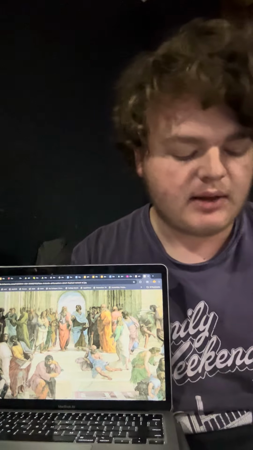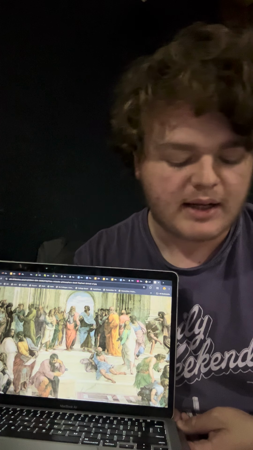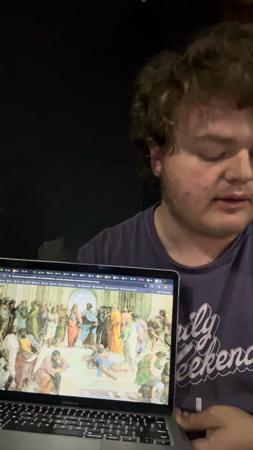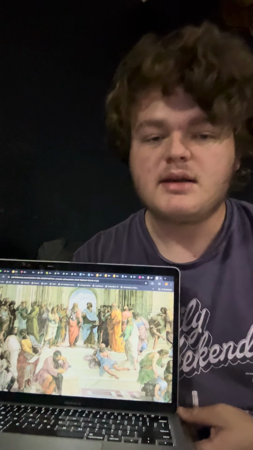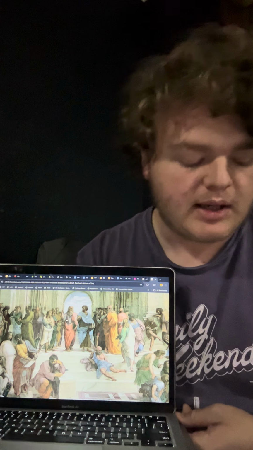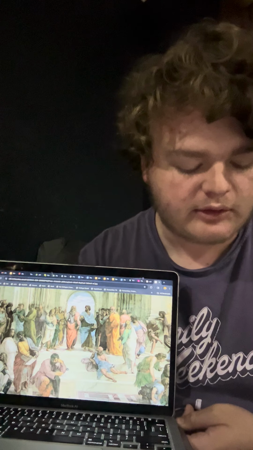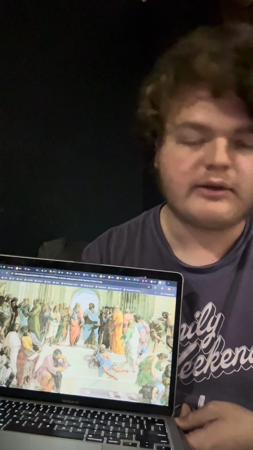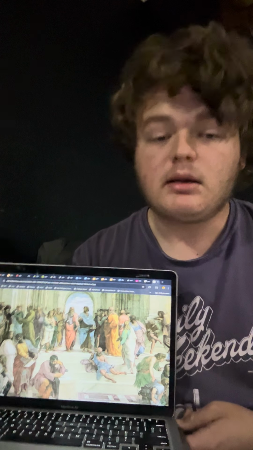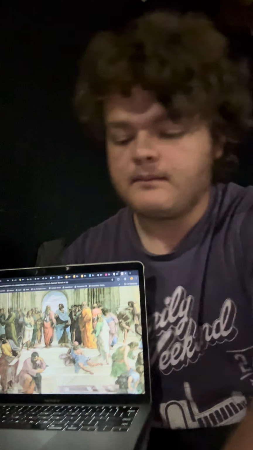Next, we have implied lines. The figures are gathered in groups that formed implied lines which guide the viewer's eye towards the central figures. This is similar to linear perspective. The gestures of Plato pointing up and Aristotle with his hand facing down also create strong vertical and horizontal lines of movement and thought, and their hand gestures will play into a later part of the assignment.